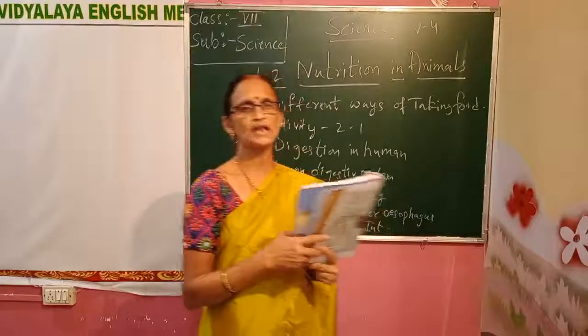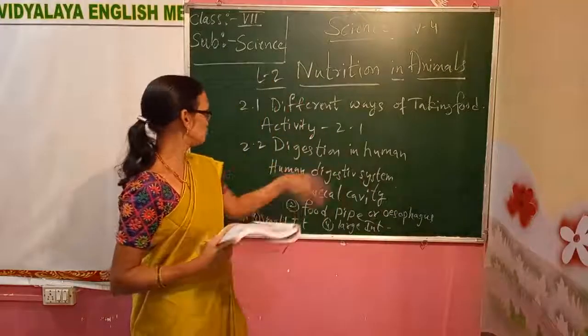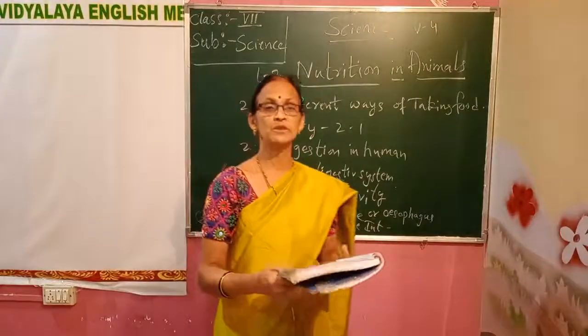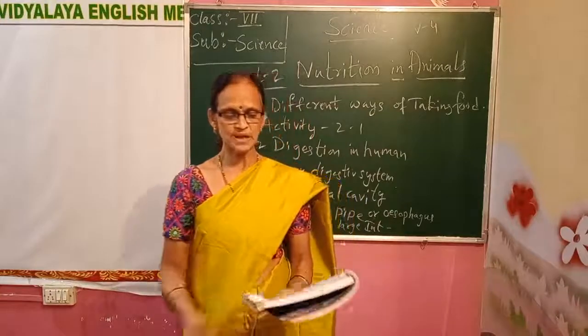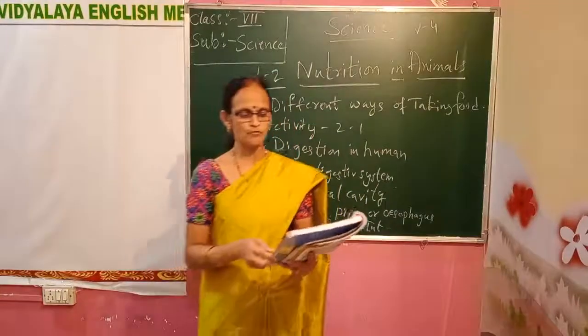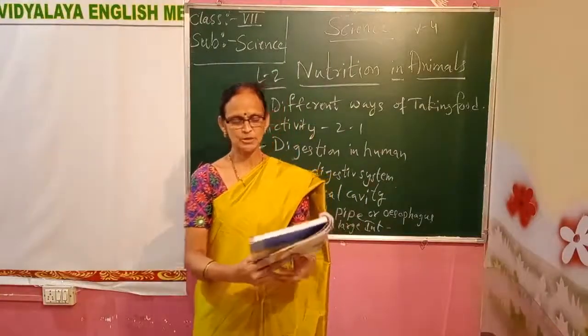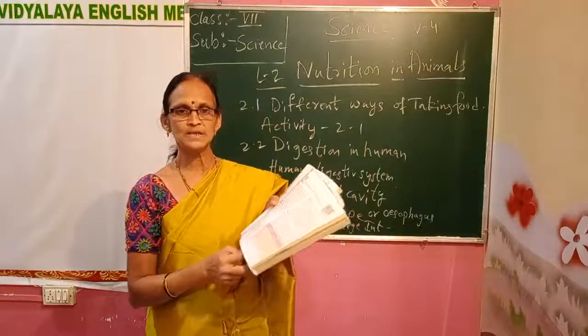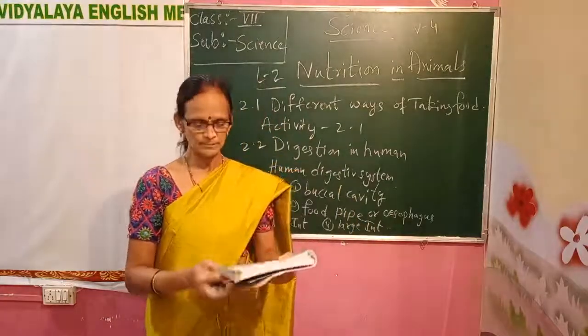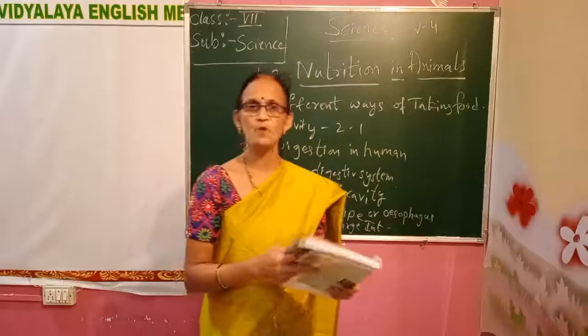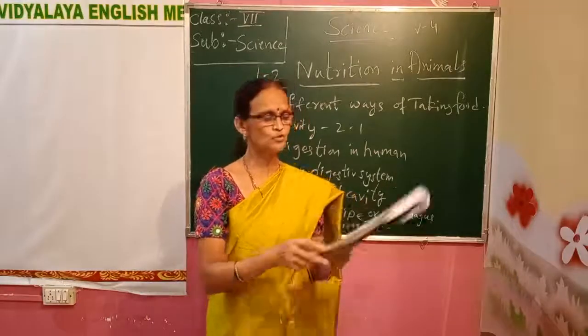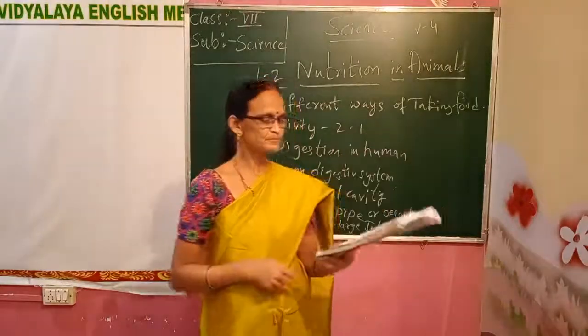Now let us see activity number 2. What is the type of food and what is the mode of feeding of the following animals? Here he has given you some animals. What is the mode of their feeding? How do they eat? You have to complete the table here.